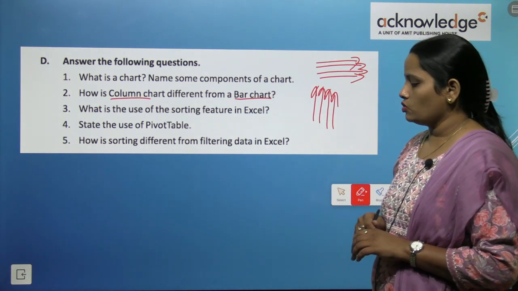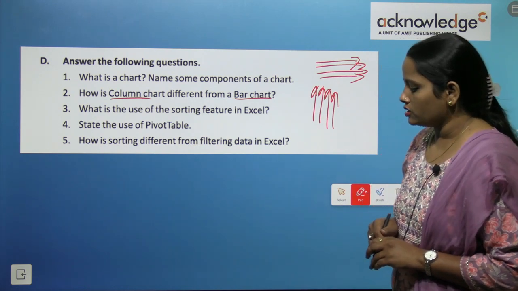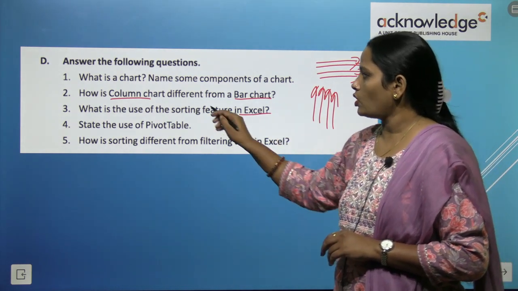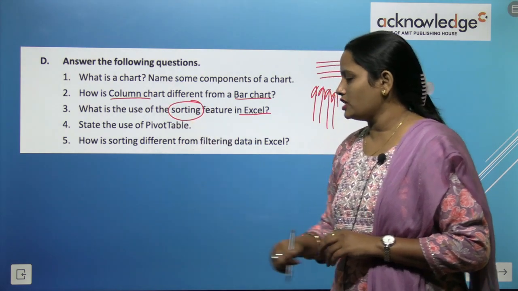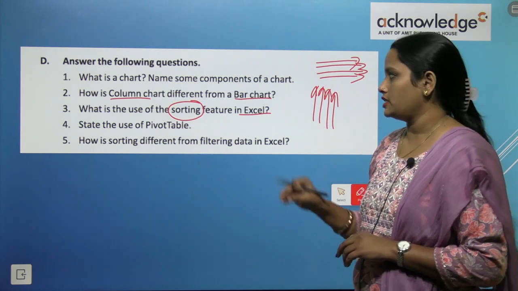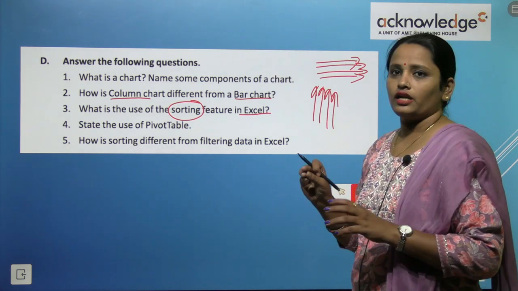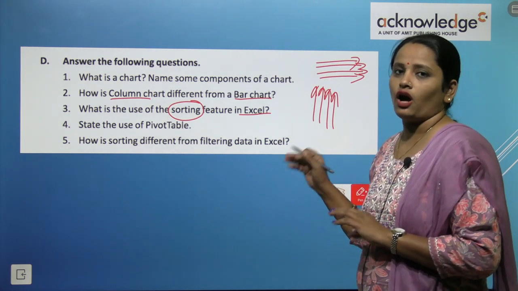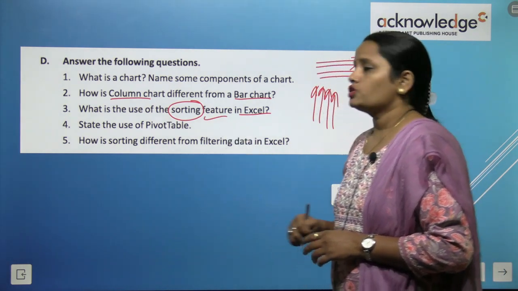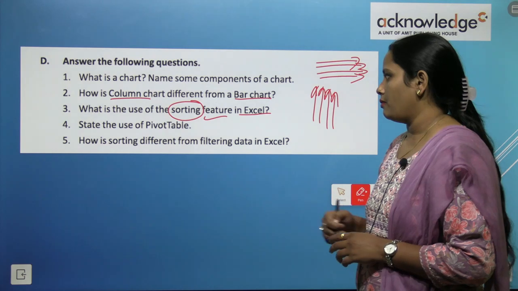What is the use of sorting feature in Excel? So sorting means arranging data in ascending or the descending order. So we can arrange the data from ascending to descending or from descending to ascending with this sorting feature of MS Excel.